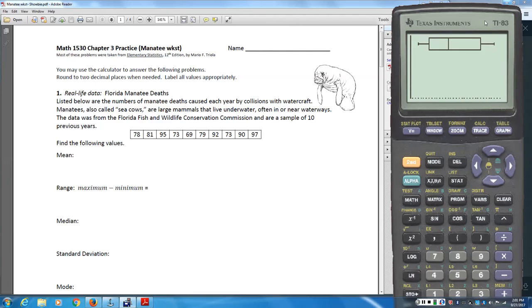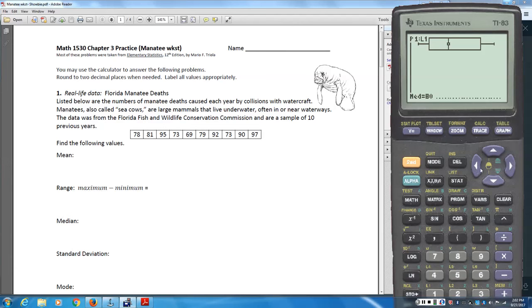Now, if you want to know your 5-number summary, and you don't want to have to go back and calculate your one variable statistics, if you hit trace while you're on the box plot, it's going to pop up first at the median and tell you that the median for those manatees is 80. If you left arrow, it goes to your first quartile. So it says that 25% of the manatee deaths were between 73 and 80, I think was what the median was.